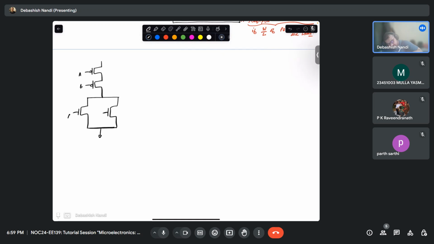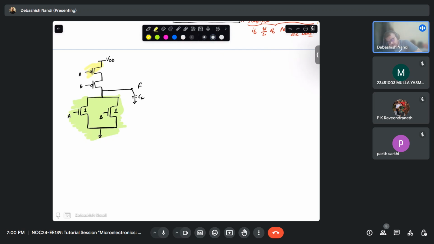This is A, this is B, this is A, this is B, this is VDD, this is your F. So first thing, what should be your approach? Your approach is, let us look at the pull down network. Pull down network, worst case, one path will be conducting. So I can simply make it size 1, and now I want to compute the size of PMOS or the pull up network.